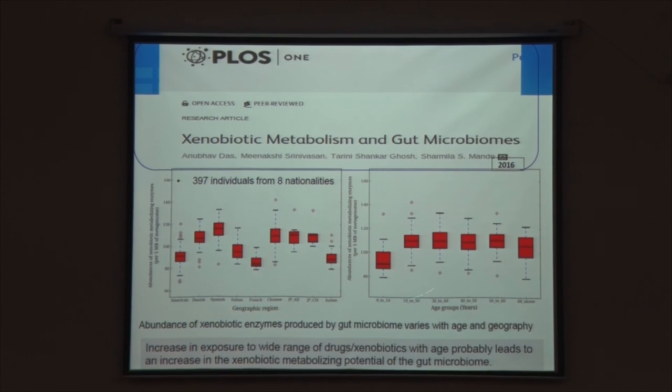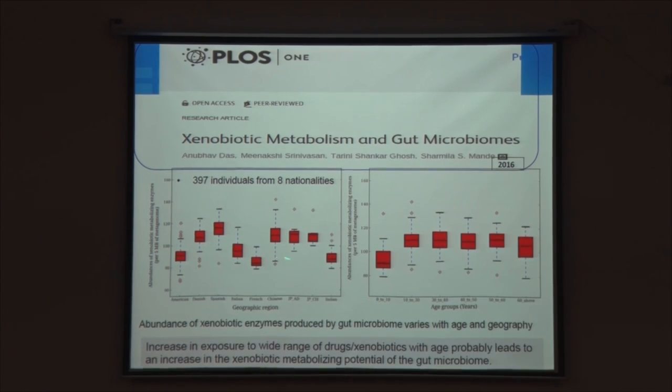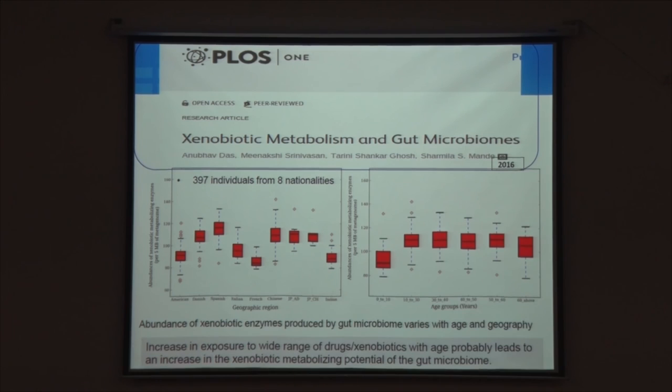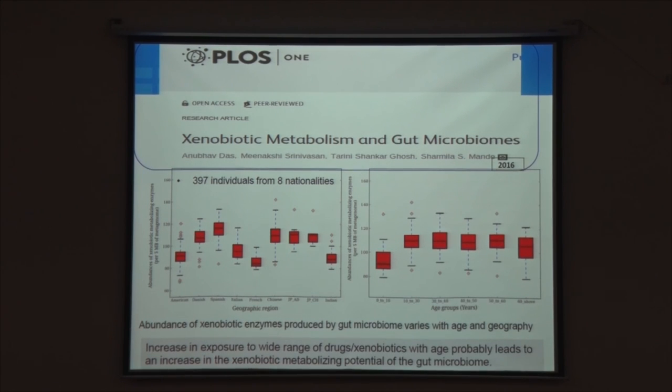With age, we also looked into, because we had the data set from different age groups. We saw that from 0 to 10 years of age, I mean from birth to 10 years, the xenobiotic metabolism was very, very low, the bacteria harboring those, but they increase over time, which is probably because the exposure to a wide range of drugs, the xenobiotics, with age is probably leading to the increase over time.